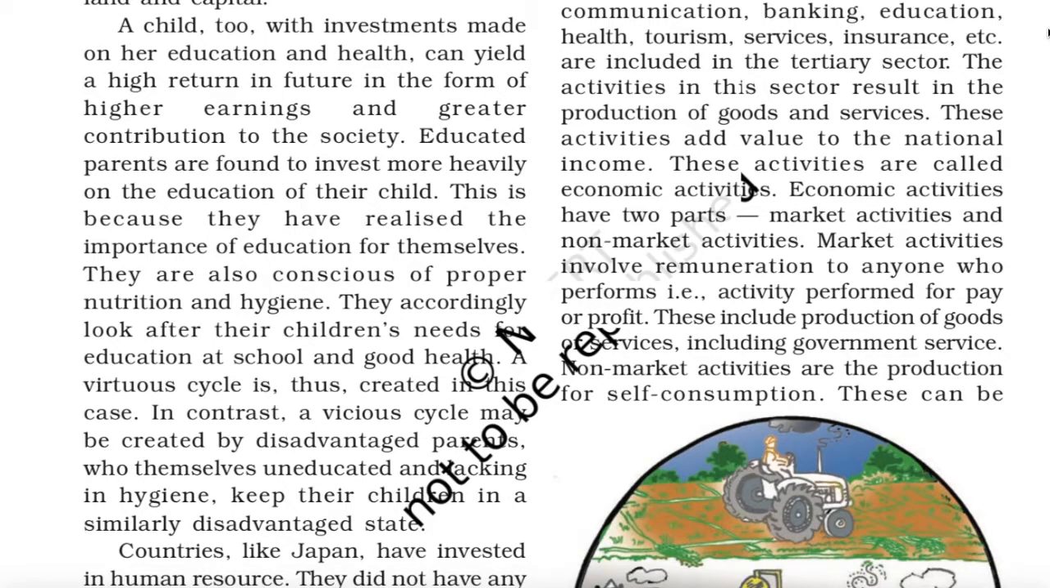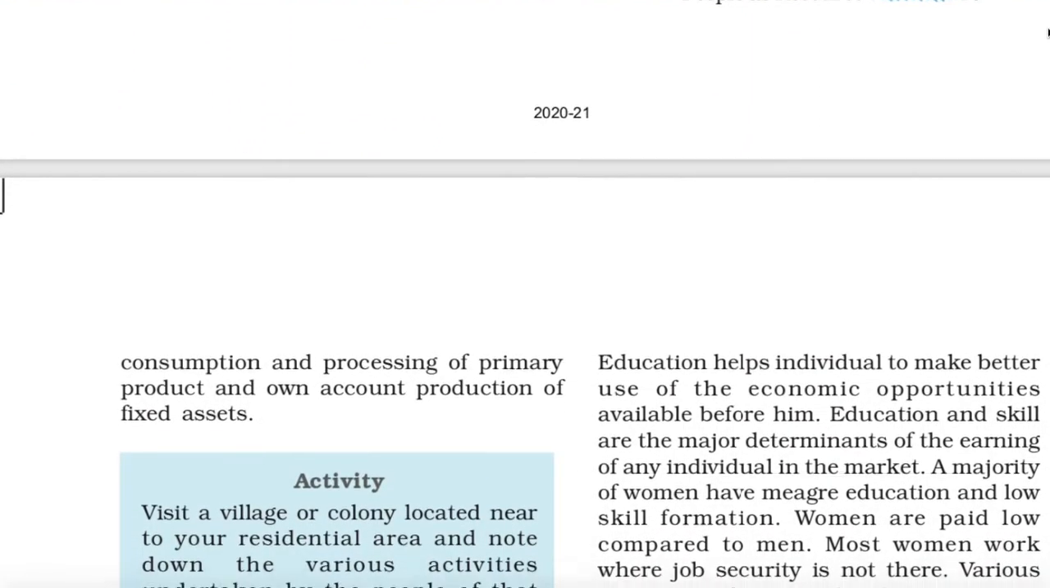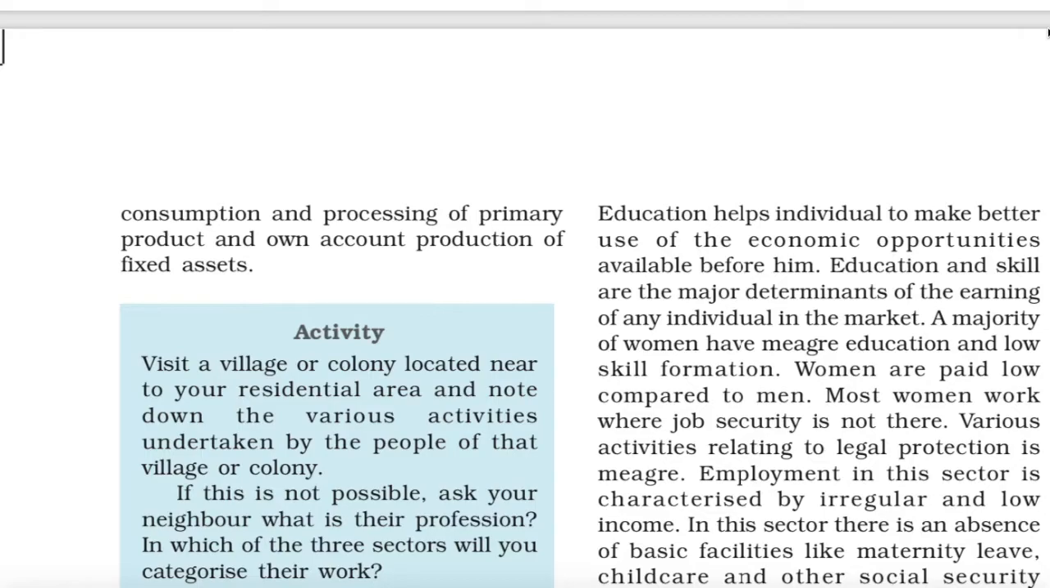These include production of goods and services, including government service. Non-market activities are the production for self-consumption. These can be consumption and processing of primary product and own account production of fixed assets.